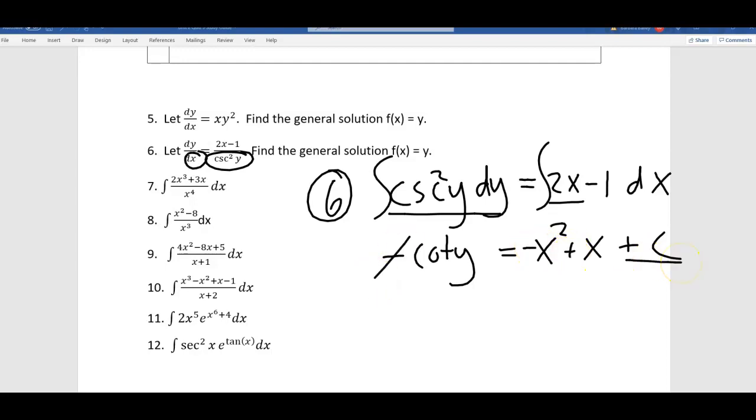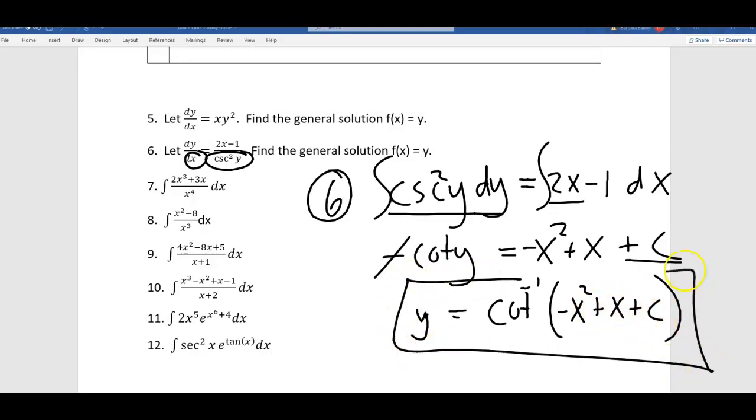You don't need to change the sign in front of the c because it's just an arbitrary constant anyway. But I do want to get rid of that cotangent. And the way that we do that is we do arc cotangent on both sides. So that gets the y by itself on the left, and then we're going to arc cotangent this side. And that will be our final answer there.